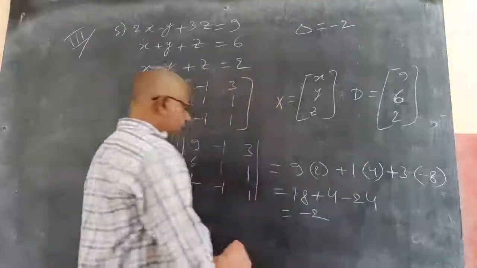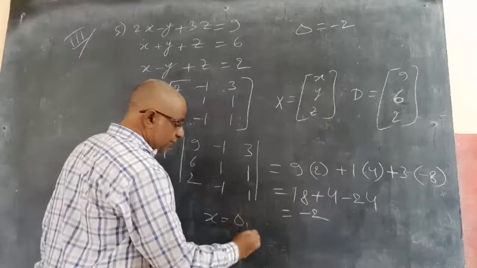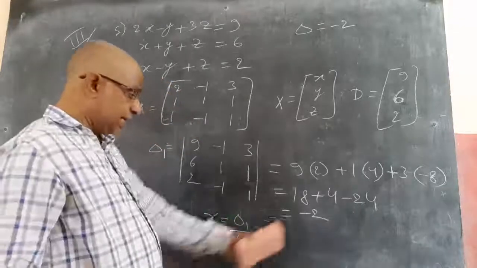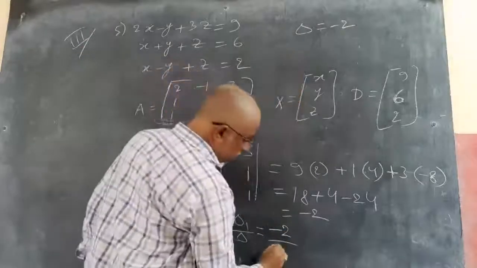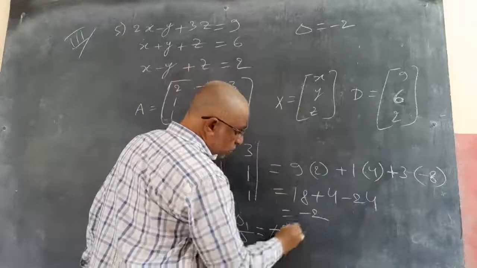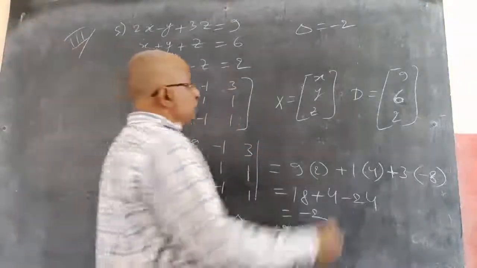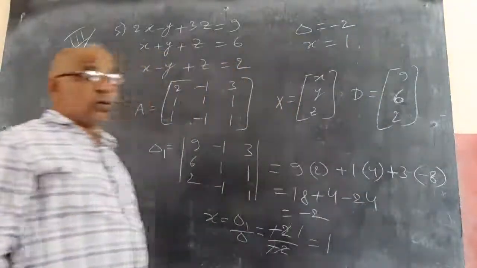So I will get the x value easily. X is equal to delta 1 by delta. Delta 1 I got as minus 2 and delta we got again as minus 2. Minus 2 by minus 2 gets cancelled. So x is equal to 1. Now I got x is equal to 1.